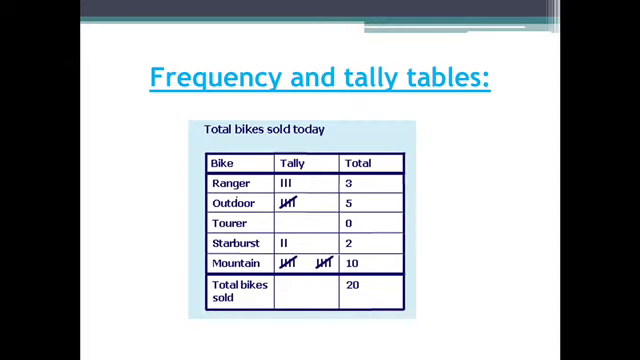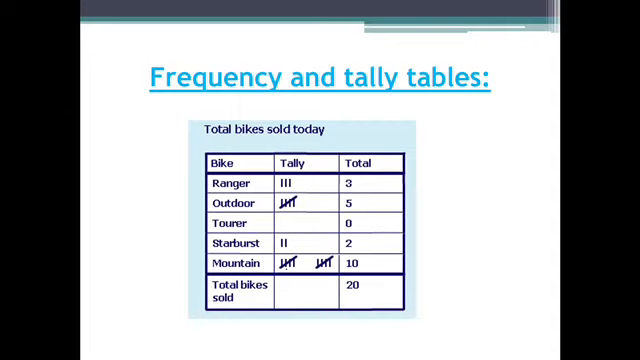Okay, so we have 3 Ranger bikes, so we draw 3 lines, and then our total is 3. This is supposed to be frequency. Okay. Then how a tally works is, once you get to your 5th number or your 5th line, you draw through 4 lines. Okay, and then you restart the next section.